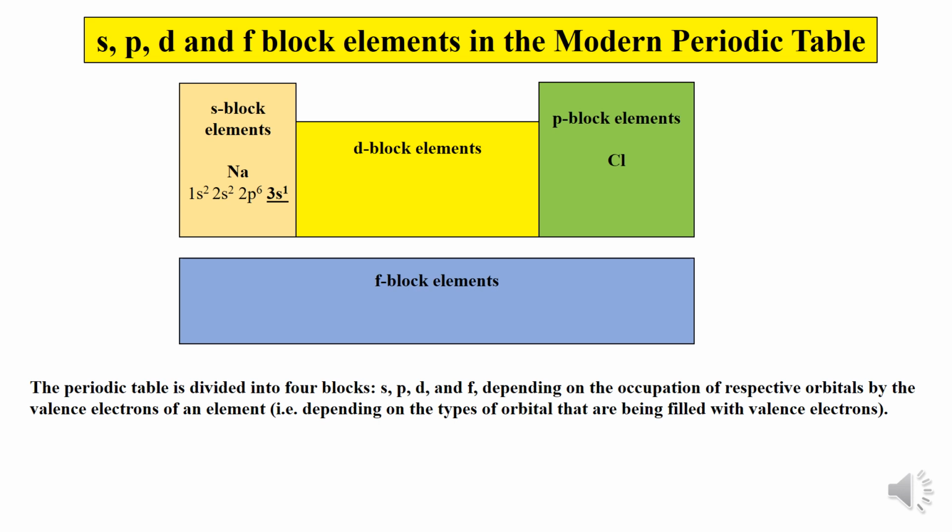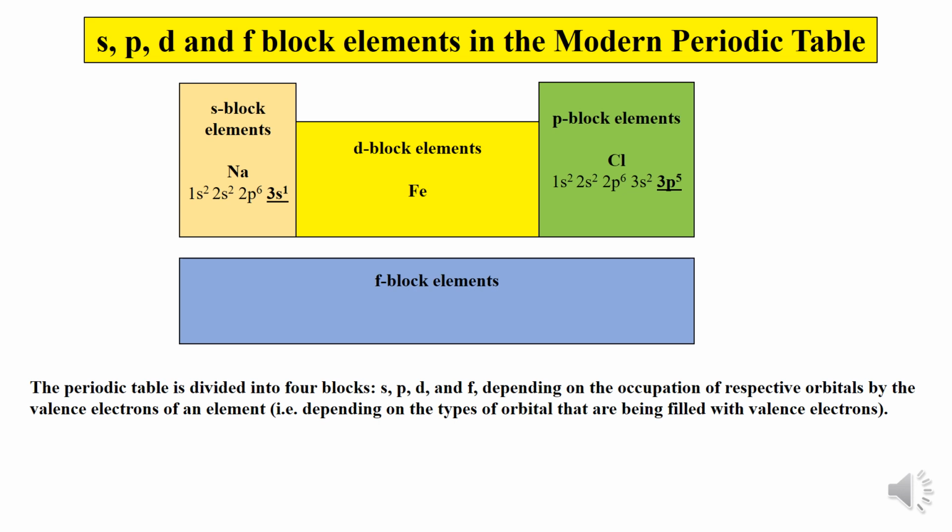To know which block it belongs to, you have to check its electronic configuration. The electronic configuration of chlorine is 1s2, 2s2, 2p6, 3s2, 3p5. And which is the orbital that is being filled with valence electrons in case of chlorine? It is the p orbital, which I have underlined. So in case of chlorine, it is the p orbital in the third shell that is being filled with valence electrons, and therefore chlorine is a p block element.